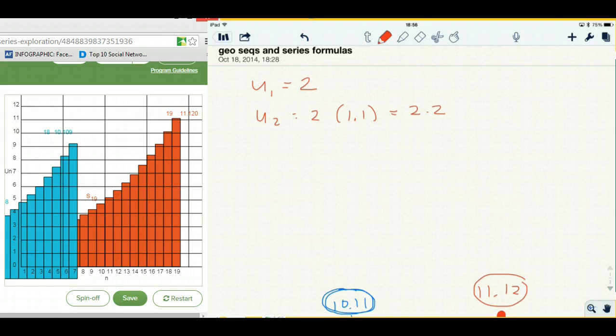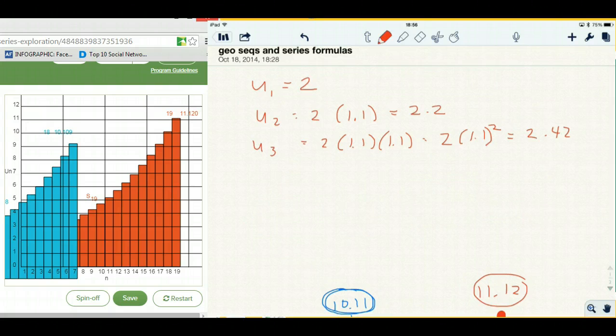So the second day, he ran 2.2. On the third day, you take 2 times 1.1, and then you multiply it again times 1.1. So that's actually 2 times 1.1 squared, and the result was 2.42. I didn't ask you to memorize that, but maybe you remember that. Okay?